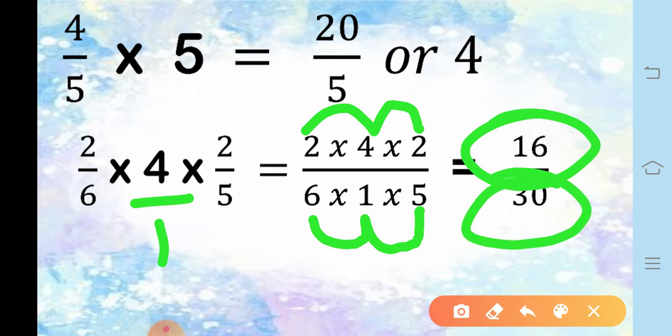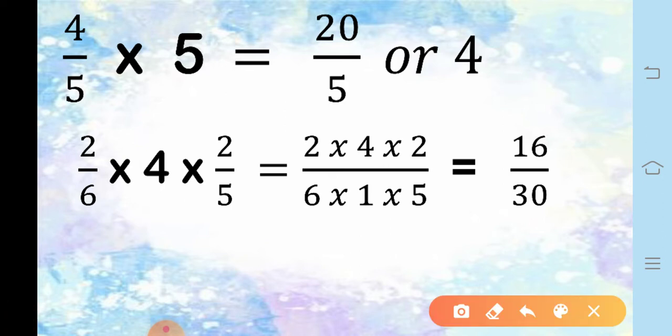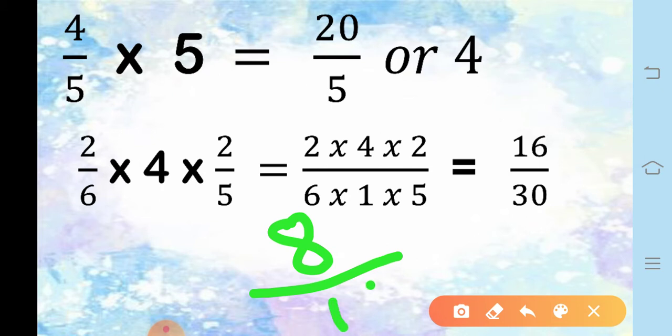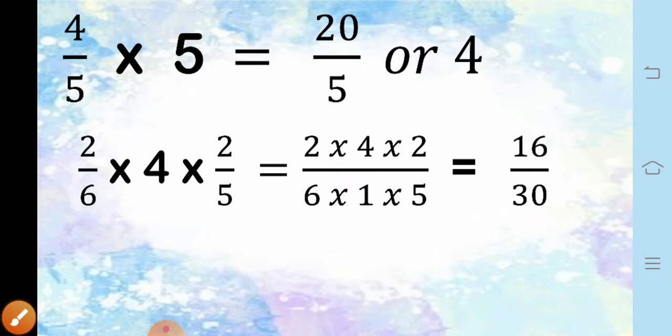So is it the final answer? No. We will have to reduce 16 over 30 into lowest term, which is 16 divided by 2 is 8 over 30 divided by 2 is 15. So we get the final answer of 8 over 15. Okay.